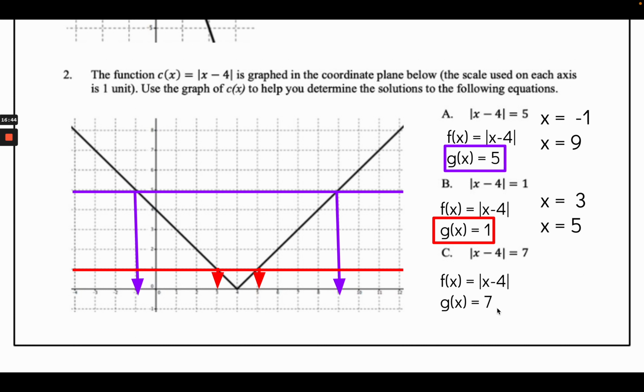And lastly, my g of x equals 7. Let's use a third color. And I'm going to graph the g of x equals 7 across. And where does it hit? It hits right there. And it hits right here. And where are those spots? It hits at negative 1, 2, 3, and 9, 10, 11. So negative 3 and positive 11. Okay. Did you get all of them right? If you didn't, make sure you're asking questions.